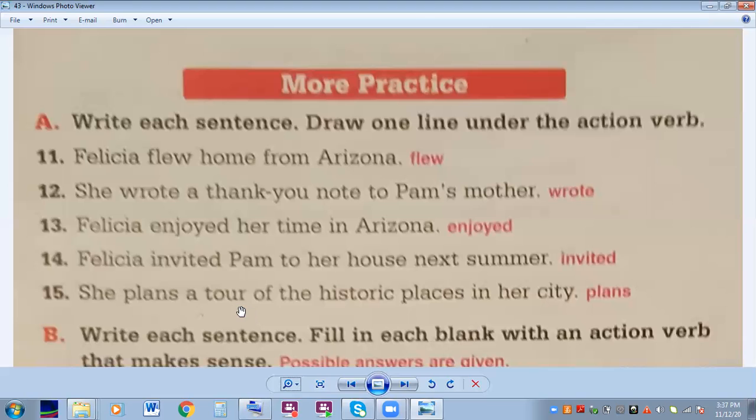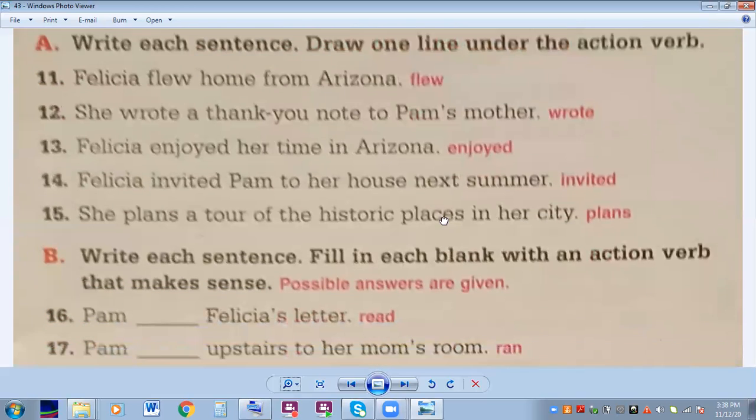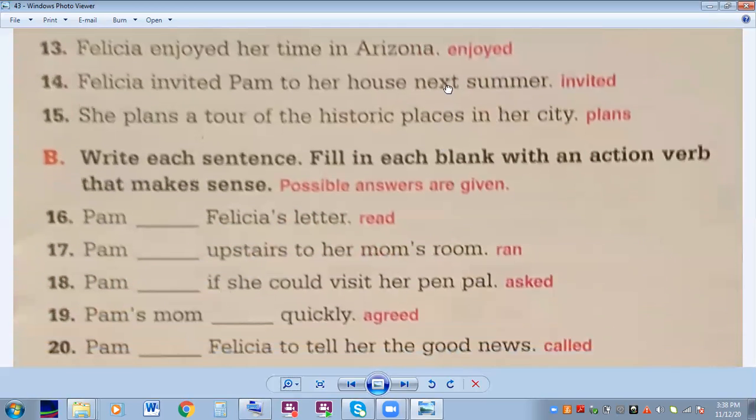She plans a tour of the historic places in her city. She is our subject and she plans. Okay, let's take a look at B where we're going to fill in the blank. All right, they've given us an answer. Of course, this is a possible answer.